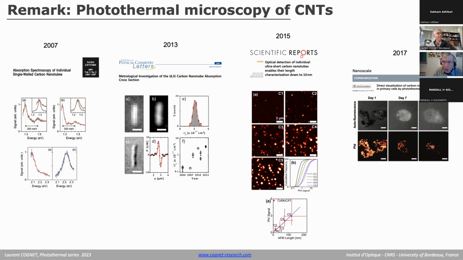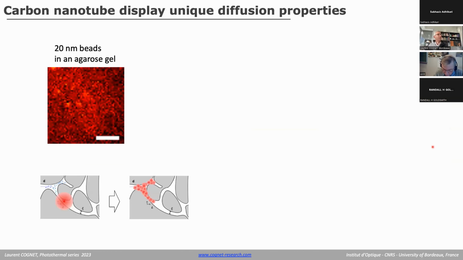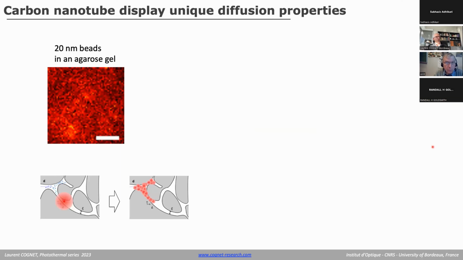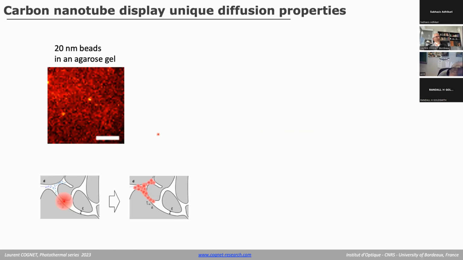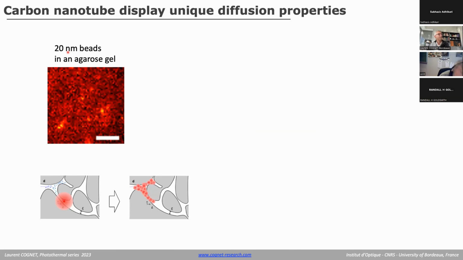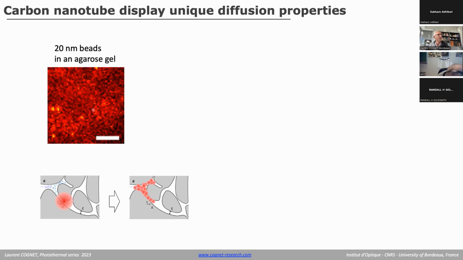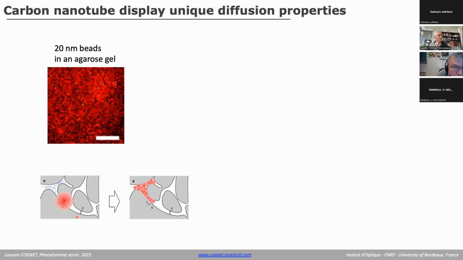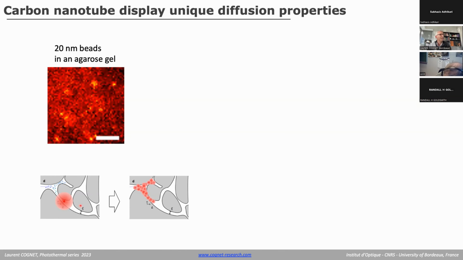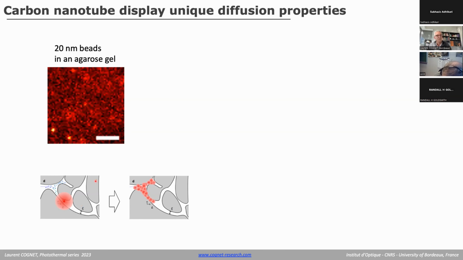Sorry. Okay, so to come back to the photoluminescence properties here, I would like to highlight the diffusion properties of these carbon nanotubes in a complex environment. The first thing that I would like to show you is the example of 20 nanometer fluorescent beads in an agarose gel, which we can see as a model system. You see that they diffuse extremely efficiently. So you can say, okay, this would be interesting. But the problem is that they diffuse too fast and they don't provide a lot of data points, and you cannot retrieve such information.